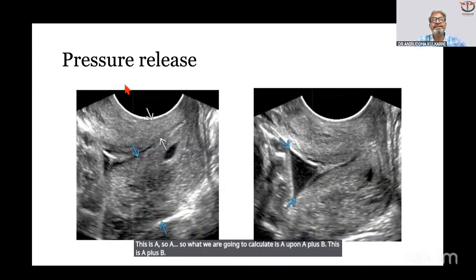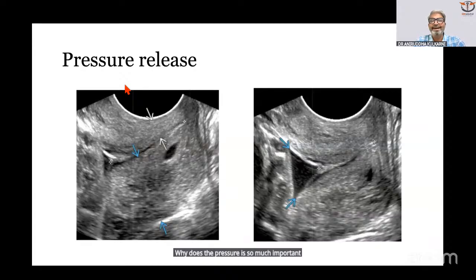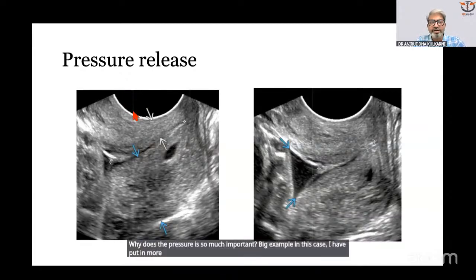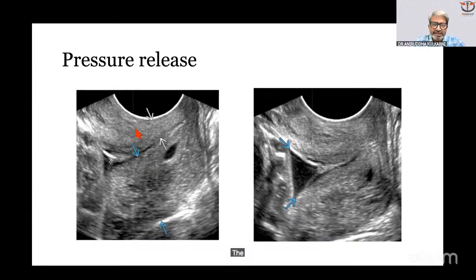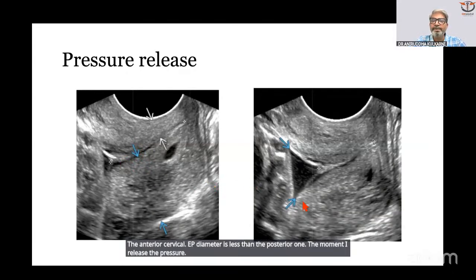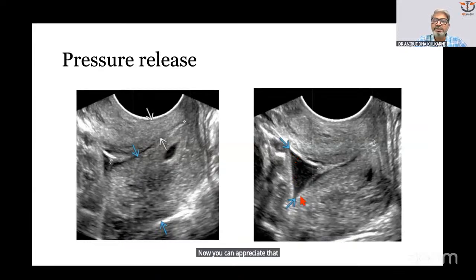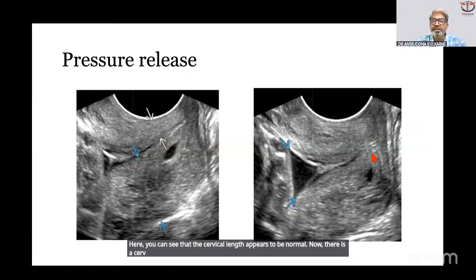Why is the pressure so important? Take the example in this case. I have put in more pressure through the anterior fornix. The anterior cervical AP diameter is less than the posterior one. The moment I release the pressure, you can appreciate that the internal os is in fact open. Here, you can see that the cervical length appears to be normal. Now, there is a cervical shortening here.